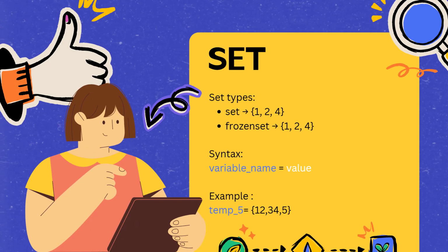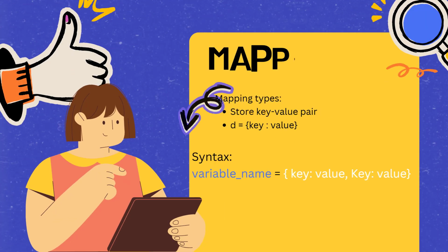Set. Set stores only distinct values, and another type of it is the frozen set, which is immutable. Immutable means after defining the values, we cannot modify these values.